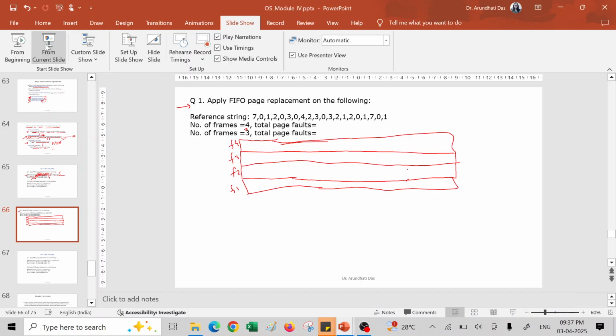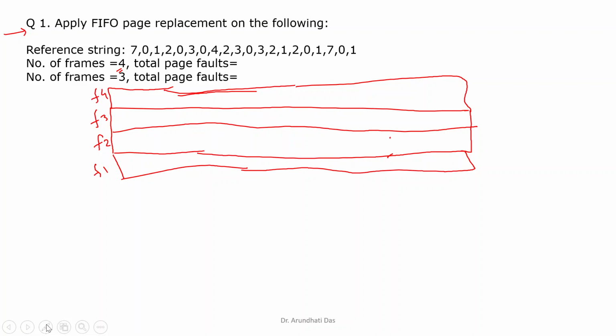Okay, so we are discussing how I can apply this FIFO page replacement strategy on this sequence of strings, which are nothing but the page numbers requested by the CPU. To solve this kind of problem, I have to make a table like this.